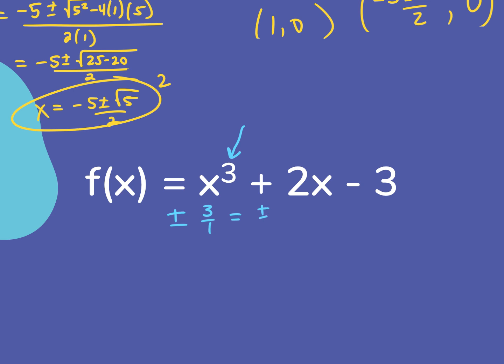What times what gives you 3? So the only possibilities here are 1 and 3. When does this get a little more complicated? When you have the last number being 16. So you have 1, 16, 2, 8, 4. It just becomes a little more.